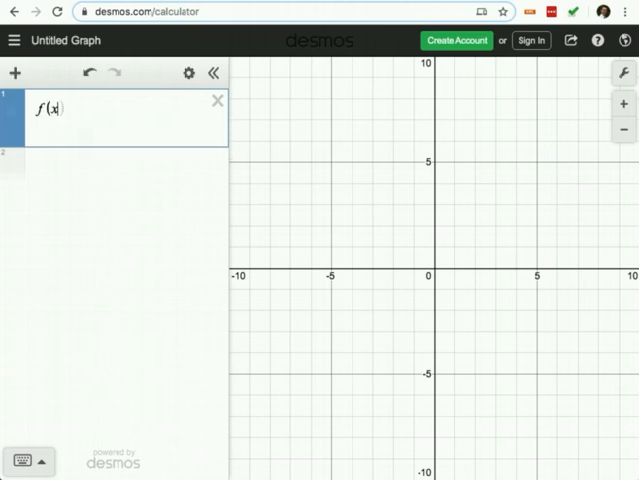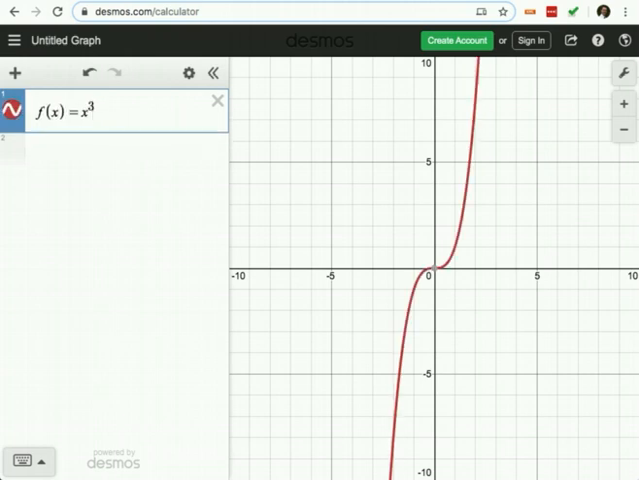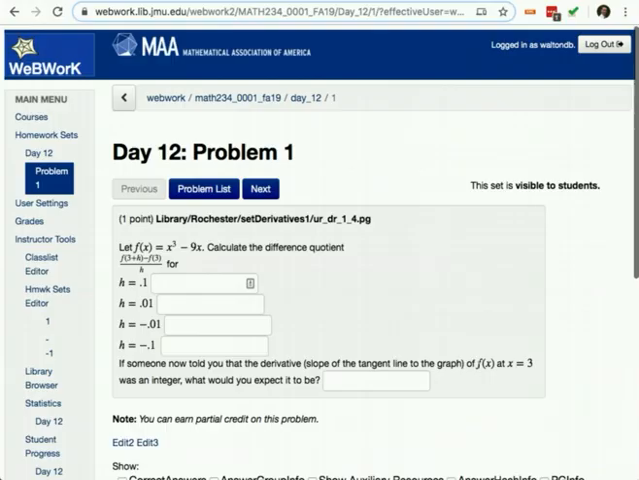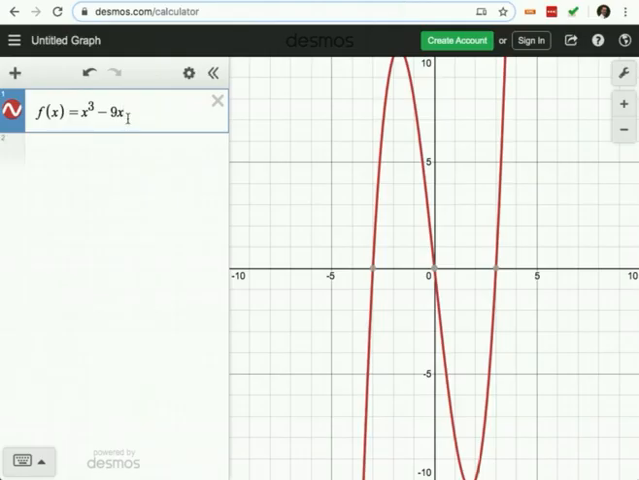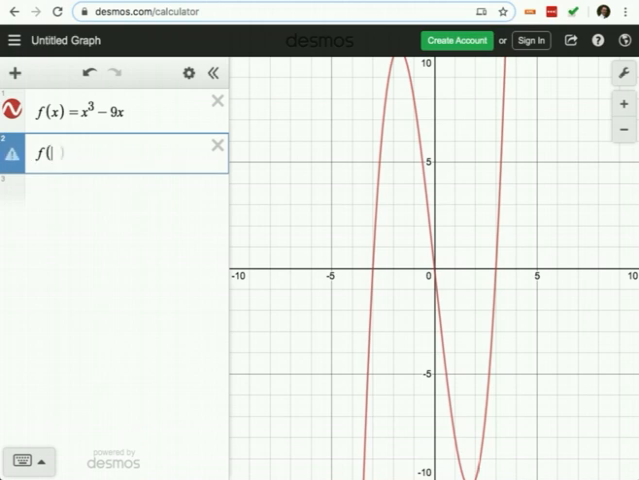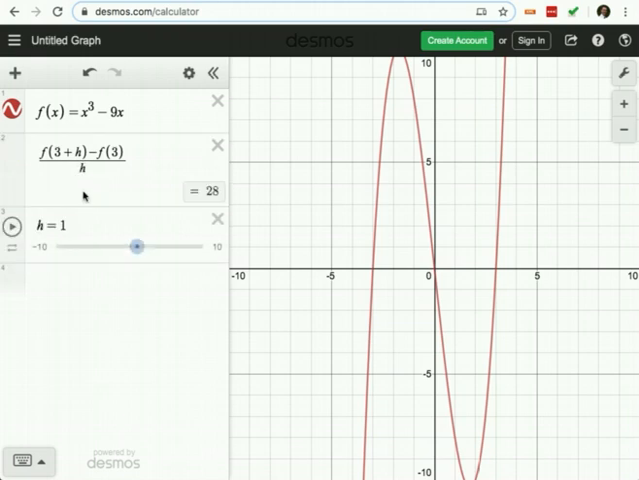So my graph is a function, it's x cubed minus 9x. Just verify that I'm doing the right problem. And we're going to be able to take advantage of Desmos' ability to do calculations, and we can actually use this h. Alright, so I'm going to say, what is f of 3 plus h, minus f of 3, all of that over h. And so I have a slider. And so I'm now able to set my values of h.